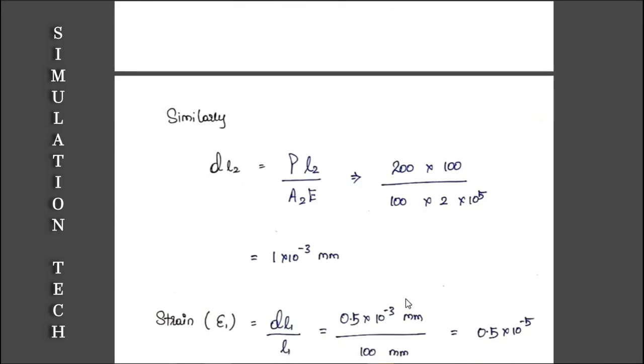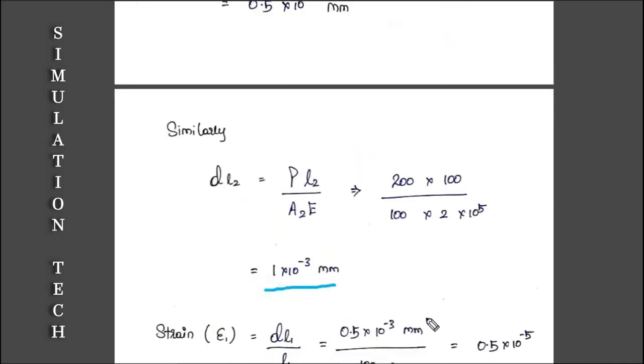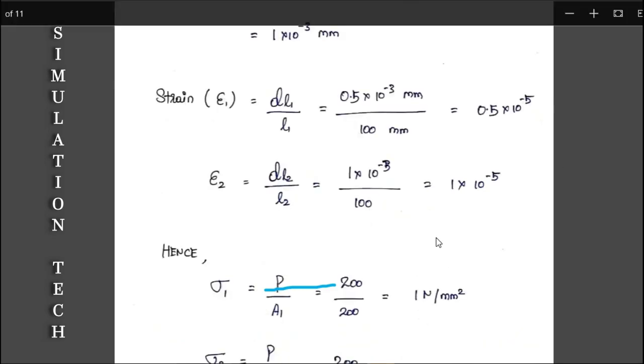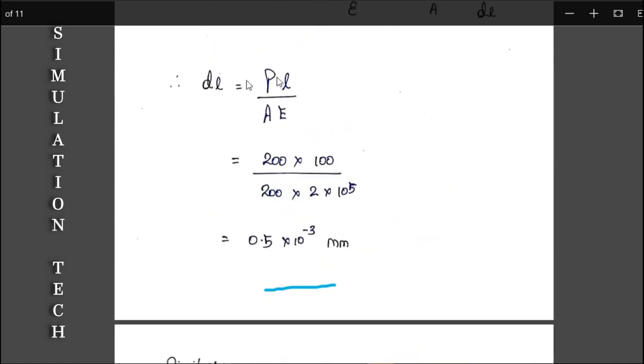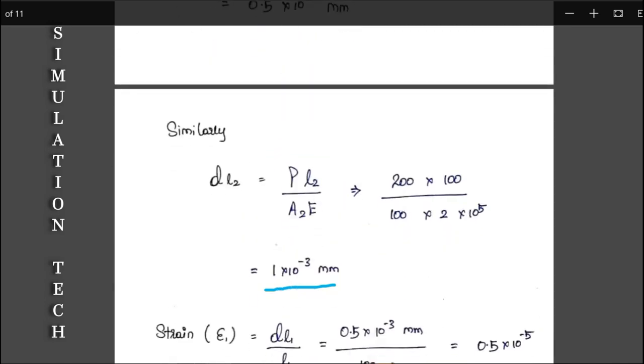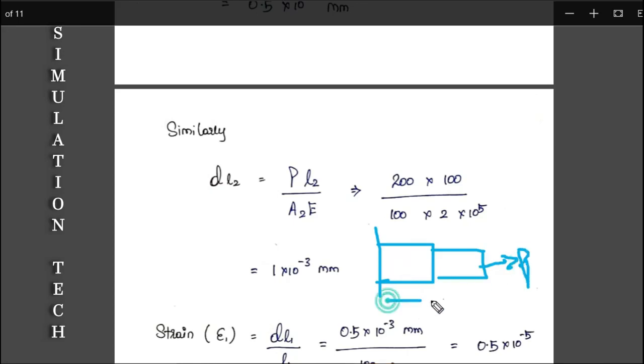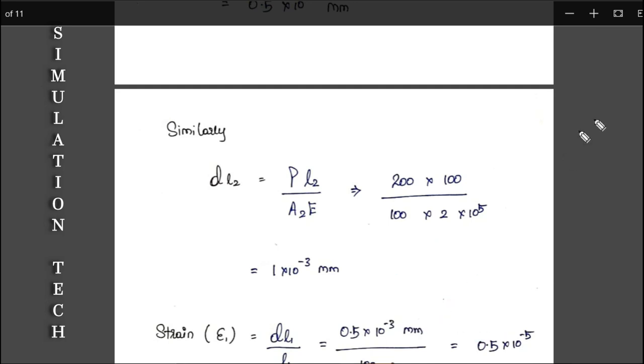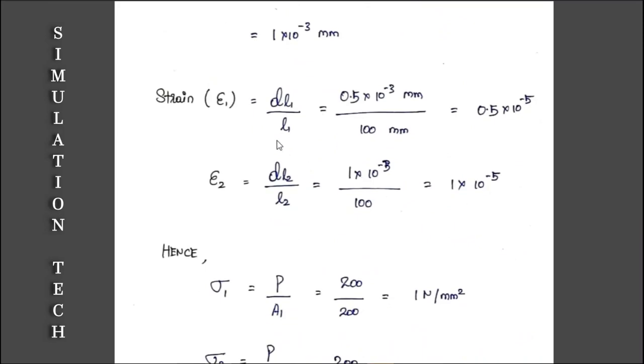So DL2 will be 1 into 10 to the power minus 3. What about strain? We have that formula for strain: change in length divided by original length. We already have change in length 1 and change in length 2, so let us find the strain in segment 1. We have a two-step bar, right? From here to here it's DL1 and it's DL2. So strain 1, strain 2. Strain 1 is 0.5 into 10 to the power minus 5.